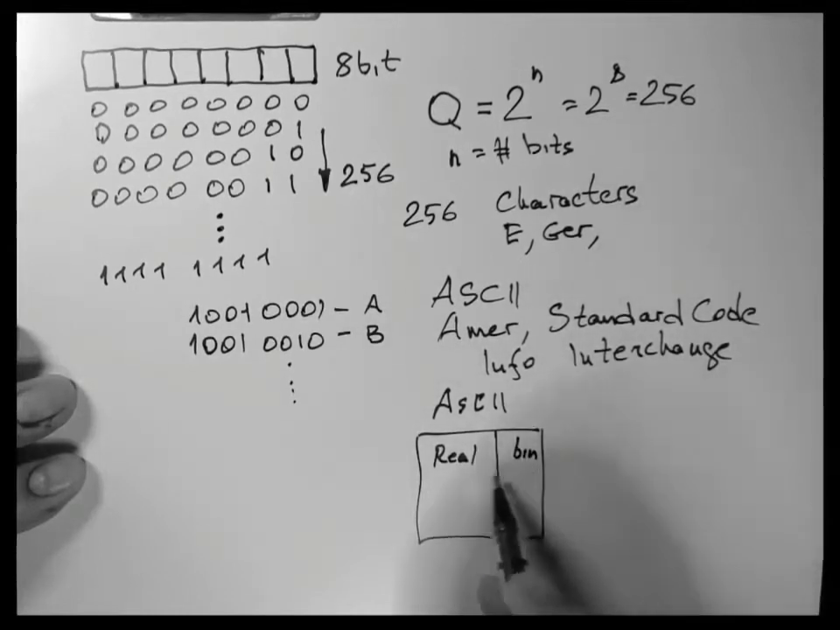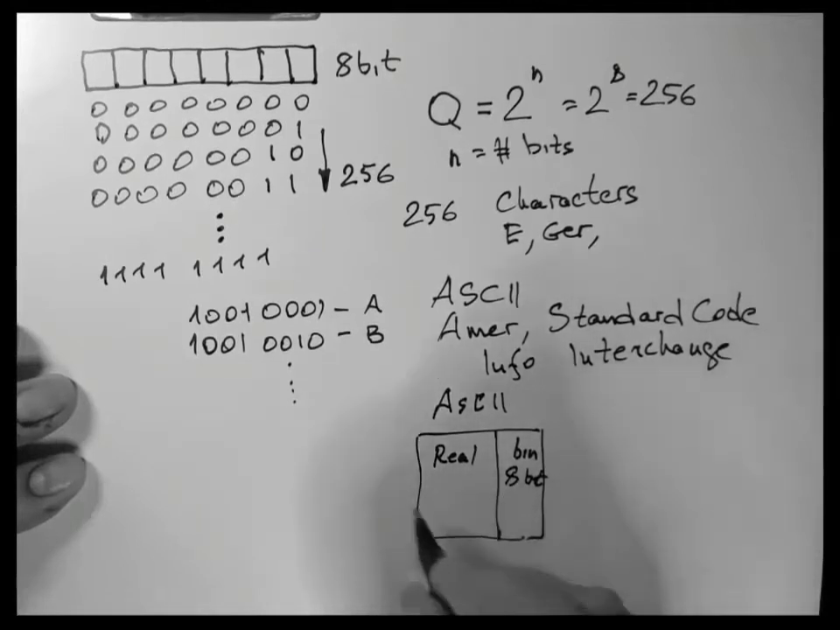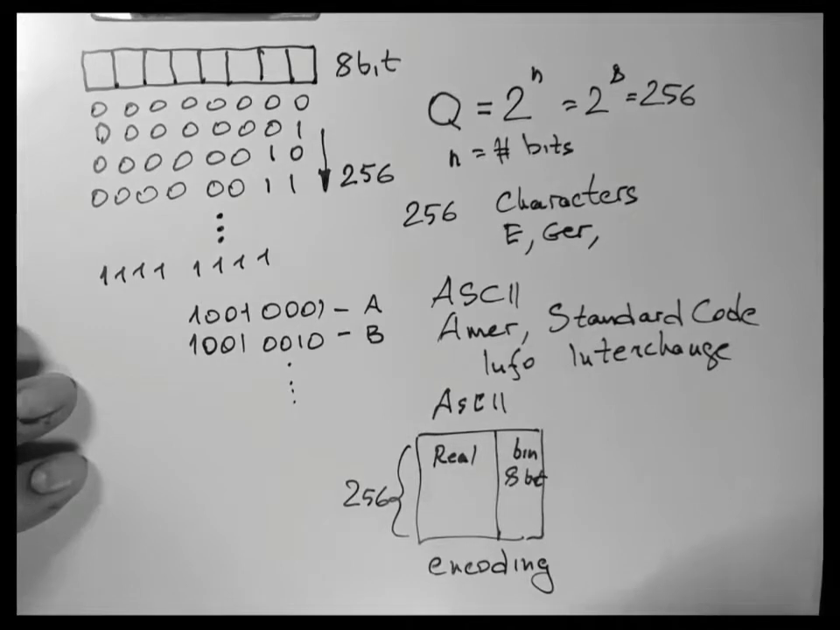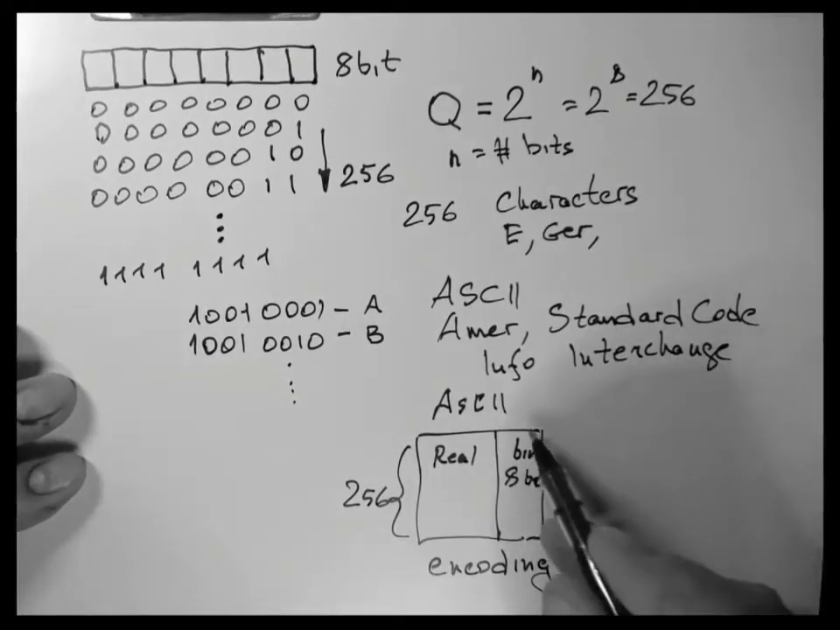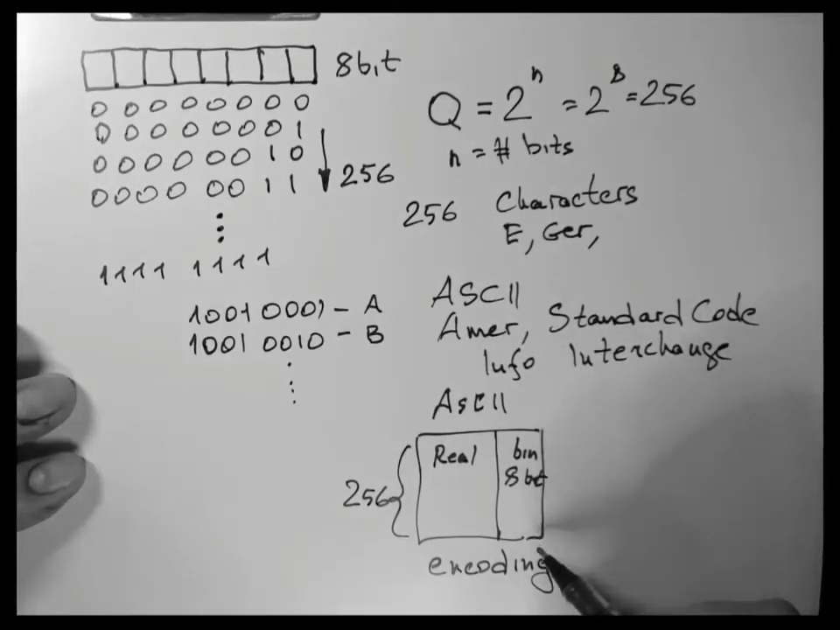How many bits for binary? 8 bits for each character. How many characters? 256. That is encoding. As I told you, encoding is substitution from real letters, sounds, and so on to the form suitable for electronic management.